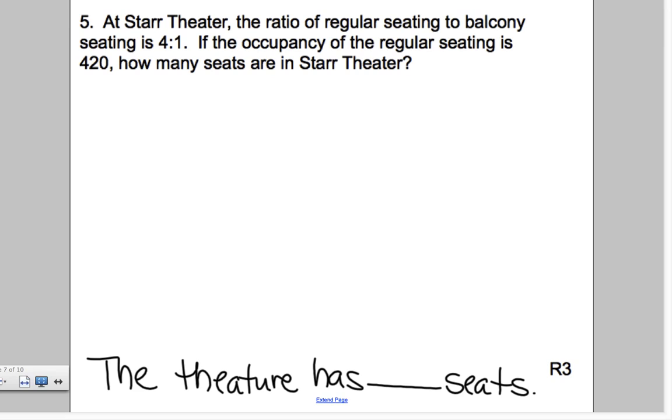So we're going to use our little start position here. And could someone remind us, what does a ratio do? What's the definition of a ratio? What does it do for us? Gia? Yeah, so what are we comparing in this theater? What are the two things we're comparing? Maya? Regular seating to balcony.